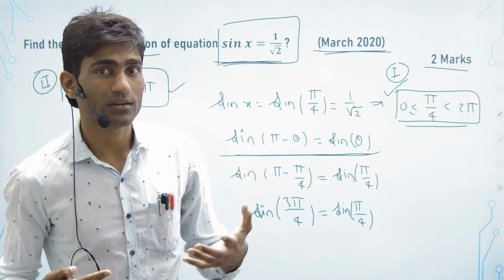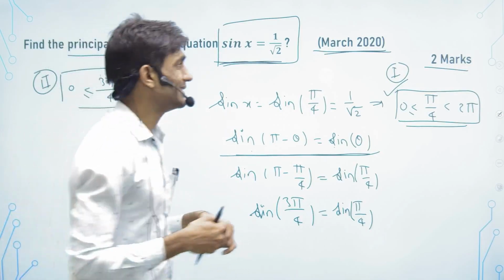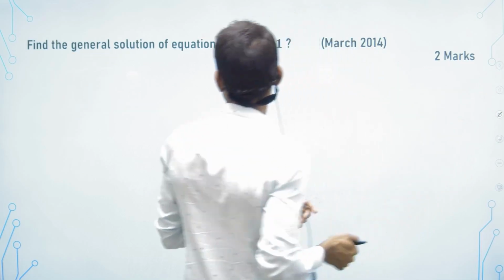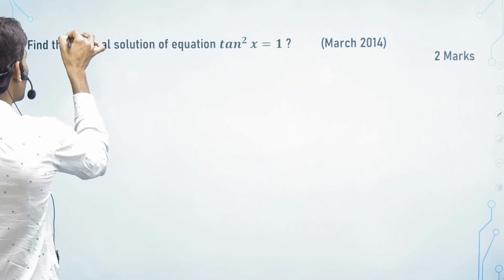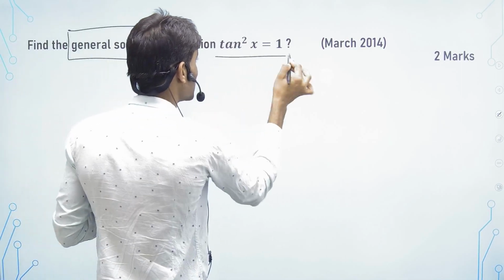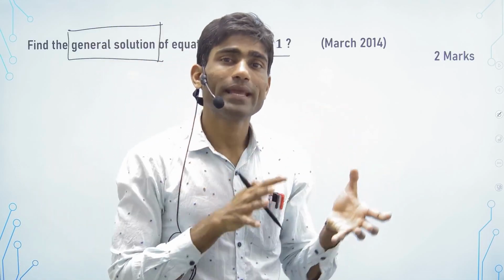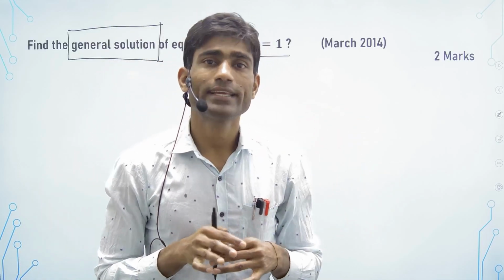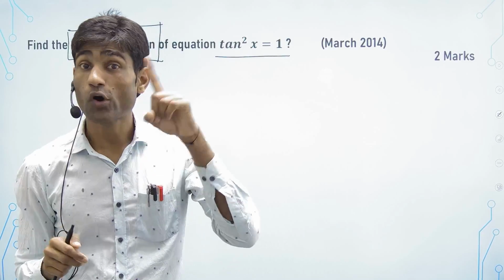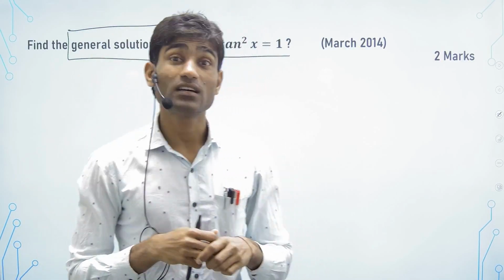We'll move to the general solution, and we'll see how we can find it easily. In our next example we want the general solution of tan square x equal to 1. Before I begin my general solution examples, I wanted to make you all familiar with some results from the general solution.